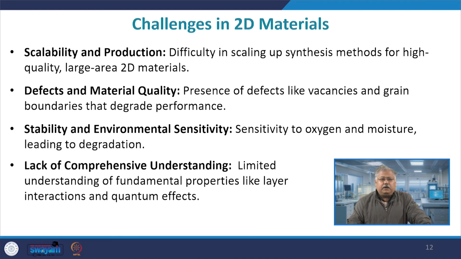Coming to the challenges of 2D material. One of the challenges is of course scalability and production. It is difficult to scale up the synthesis methods for high quality large area 2D materials, and that's a major bottleneck. Unlike silicon, it's very difficult to scale up the whole synthesis process in a linear fashion without compromising on the output of the material itself. Defects and material quality are also a major problem area when you try to upgrade it, because of grain boundaries, vacancies and defects. Obviously, the third point is the sensitivity to oxygen and moisture, leading to degradation of the material itself.